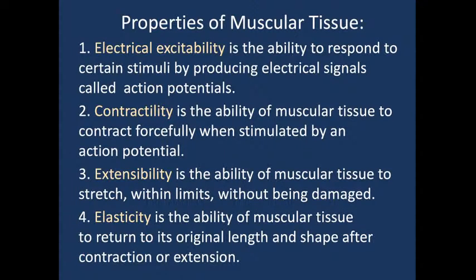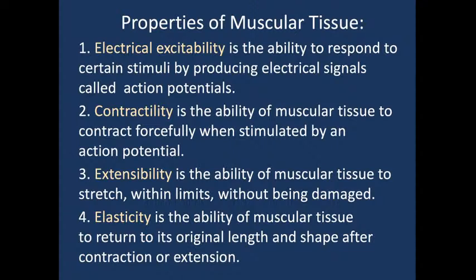And the next slide demonstrates some properties of muscular tissue. There are also 4 properties. The first one is electrical excitability. This is a property of both muscles and nerve cells. It is the ability to respond to certain stimuli by producing electrical signals called action potentials or impulses.